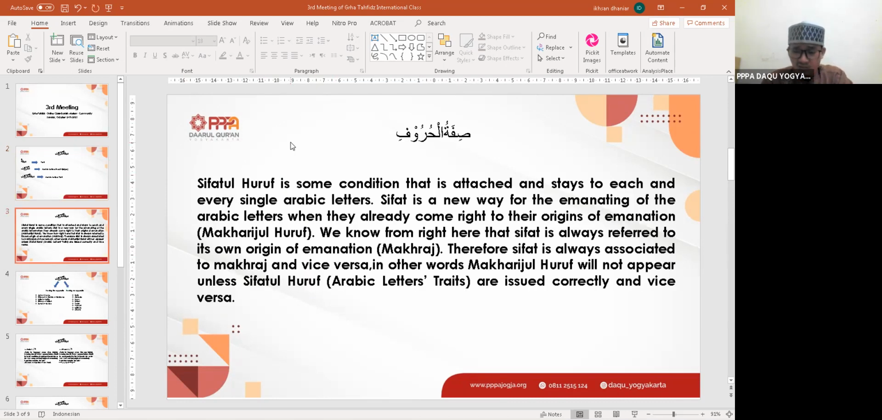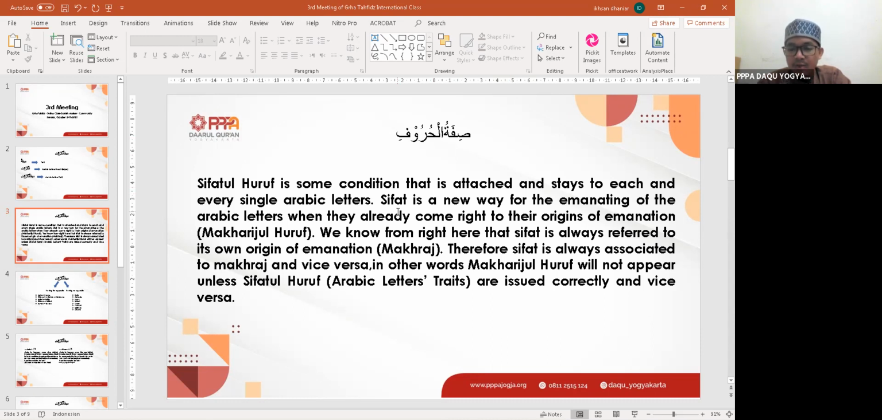So what is sifatul huruf? Sifatul huruf, by definition, is some condition that is attached and stays to each and every single Arabic letter. I repeat again. Sifatul huruf is some condition that is attached and stays to each and every single Arabic letter.